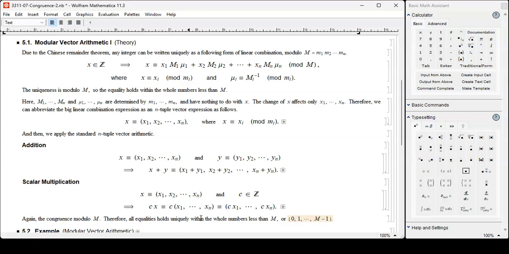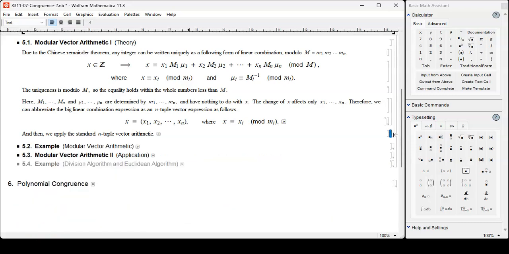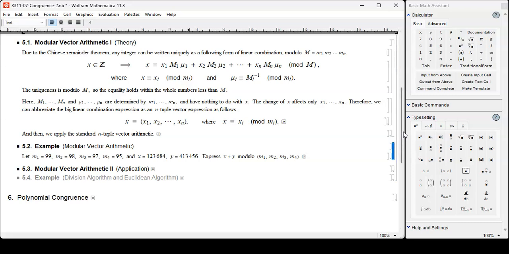So let's have an exercise on this vector arithmetic, addition, and scalar multiplication. Here's an example. We're going to take the moduli M1, M2, M3, and M4 as 99, 98, 97, and 95, respectively. And please check if they are pairwise relatively prime. The answer is, of course, yes. You can check, I'll leave that to you. And x is 123,684, and y is 413,456. Our textbook gave me those numbers.